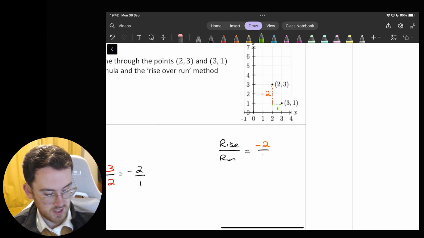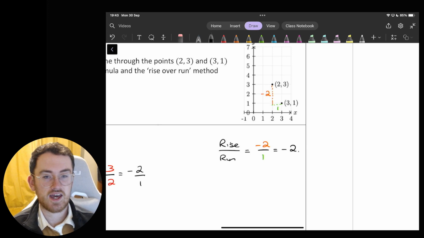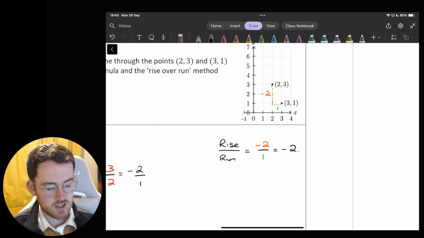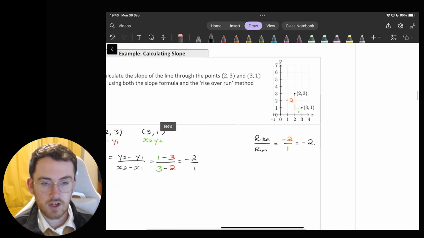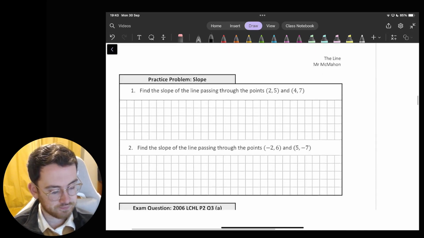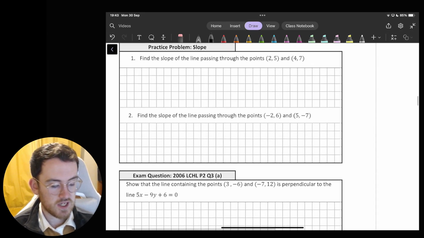And we should know that any fraction written over 1 can just be written as the number itself, minus 2. So 2 different methods of answering there, but both getting to the same answer. Whether we use our formula or a rise over run method, we're resulting in the same answer either way. So let's jump into some of the questions here.